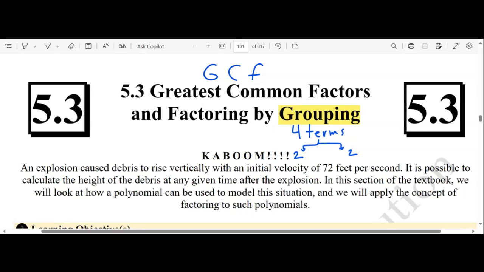Welcome to section 5.3, greatest common factor. Abbreviation is GCF. And factoring by grouping. Grouping means we have to have at least 4 terms. Why? Because we're going to divide the 4 terms into 2 and 2. Okay? So you're going to have 2 terms together and 2 terms together.